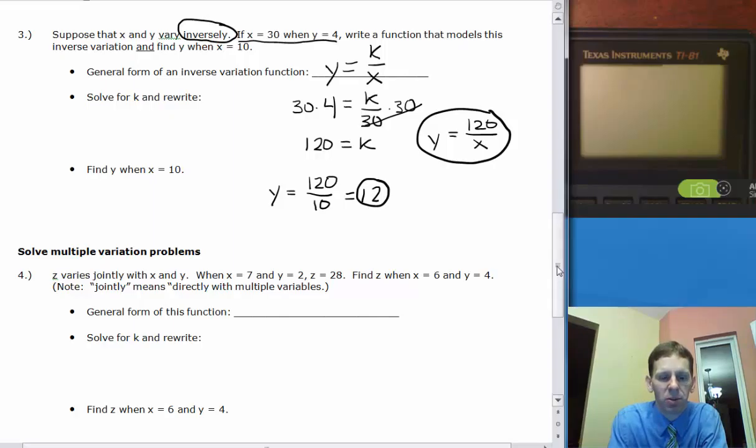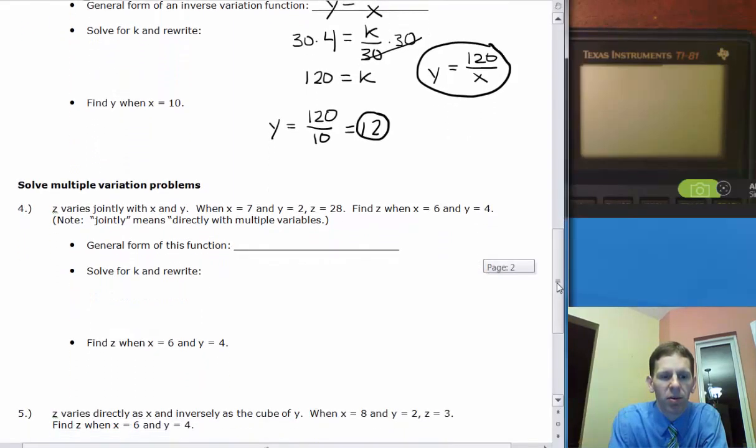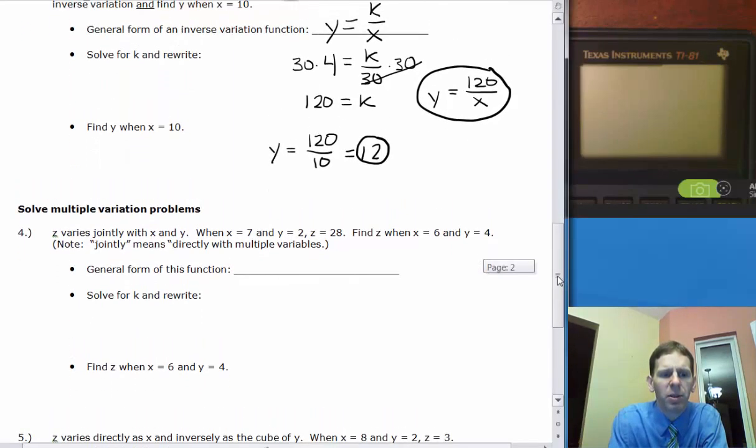Multiple variation problems. In our next problem, it says, suppose that z varies jointly with x and y. Jointly means directly with multiple variables. So if z varies jointly with x and y, it means that z varies directly with x, and it also varies directly with y. When x equals 7, y equals 2, and z equals 28. Find z when x equals 6 and y equals 24.